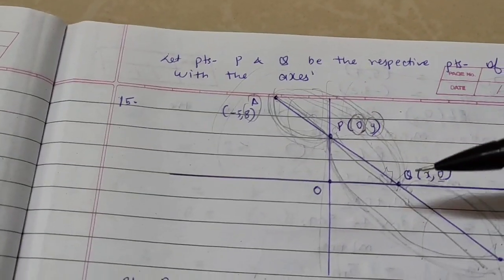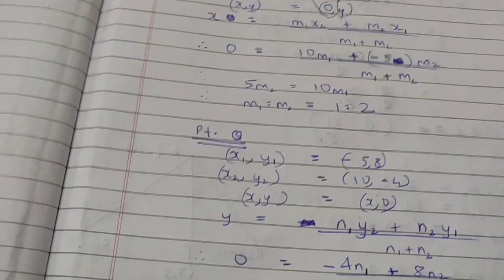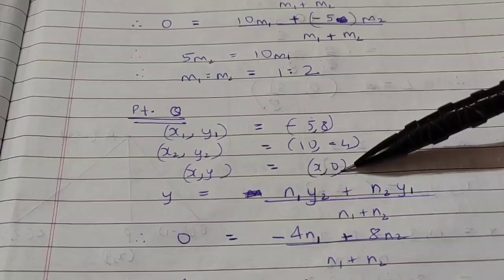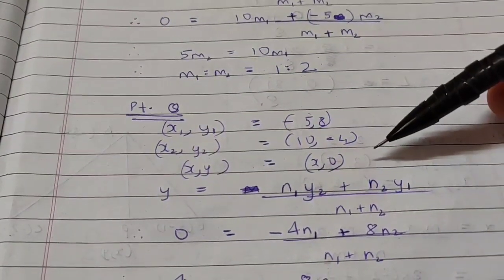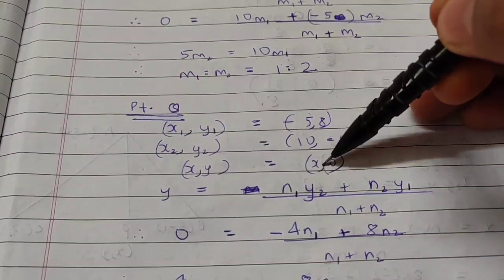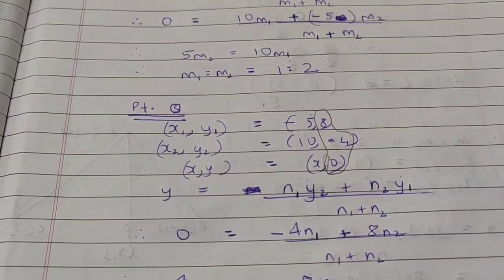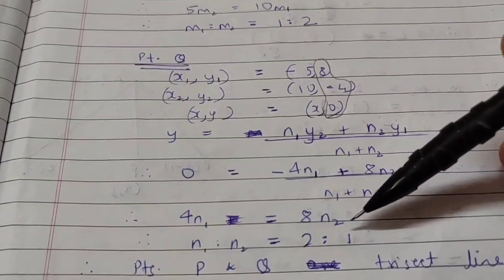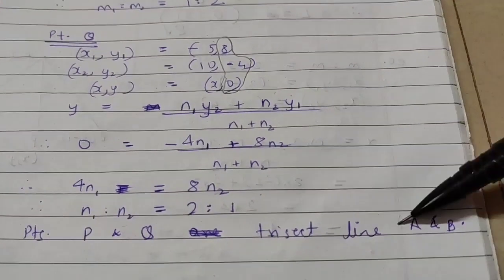Now focus on point Q. Forget about point P. Focus on point Q. So again, write all the data. For point A, this is point B, and this is point Q. You can write that also, A, B, Q, if you want to. So here, I will use the y coordinates to get my value of n1:n2. I'm using different variables now. n1:n2, and I get the answer as 2:1. Hence proved that points P and Q do trisect the line.